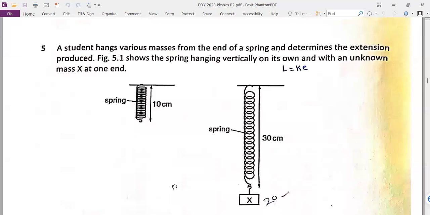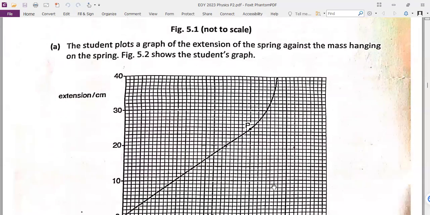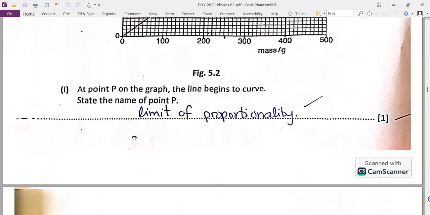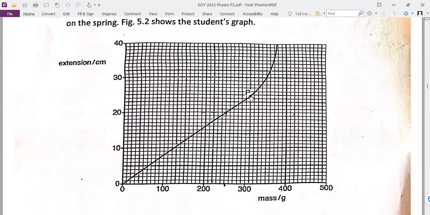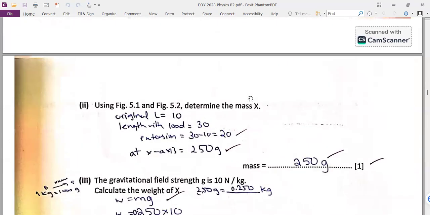Question number 5. A spring has a 10 centimeters unstretched length and a 30 centimeters stretched length, and there is a graph, a mass extension graph. The question is, what is P? Well, we know very well that after P, the graph takes a curve. So up to P, there is the limit of proportionality. So that's the answer.